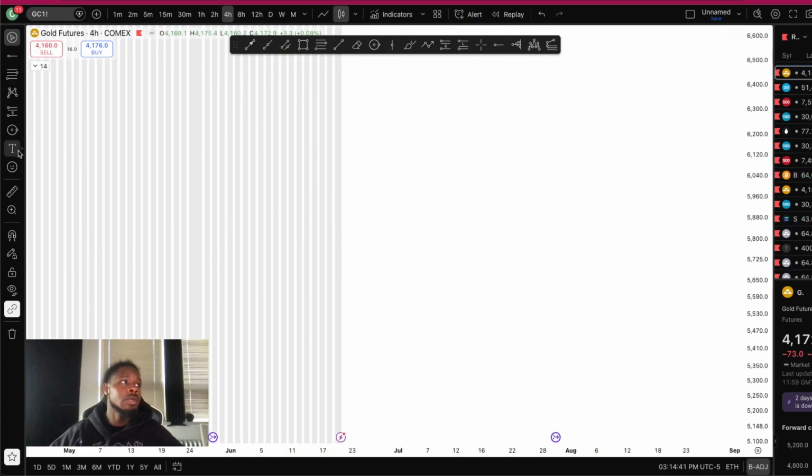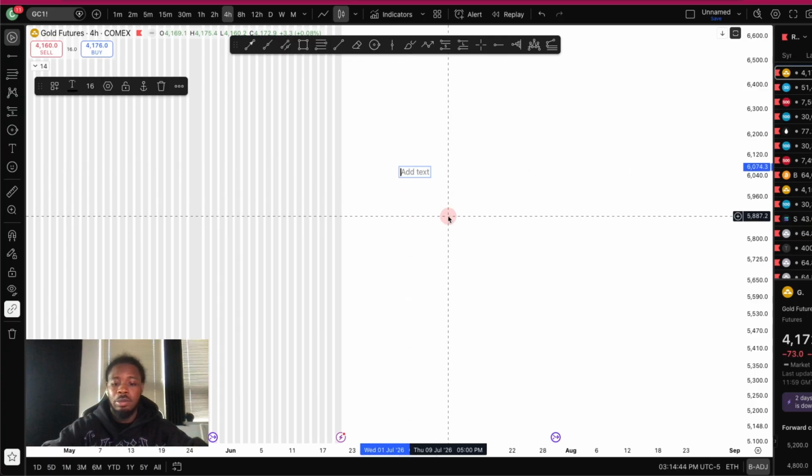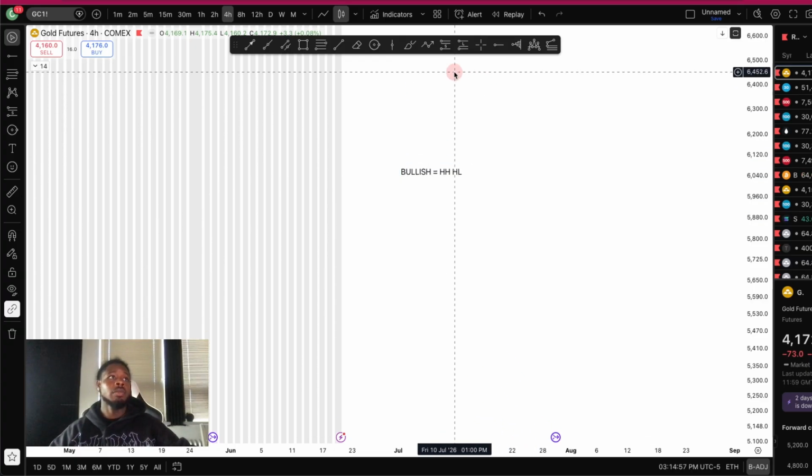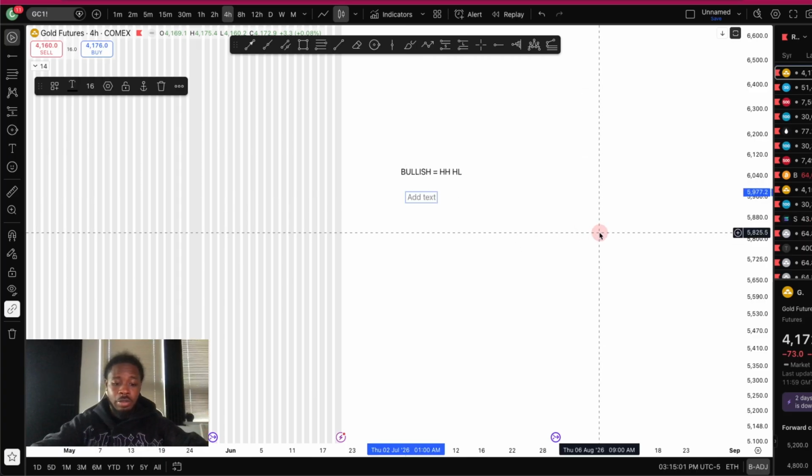You want to look for bullish plays. You need a higher high and a higher low. That's going to give you the play. For a bearish or sell, you need a lower high and a lower low.